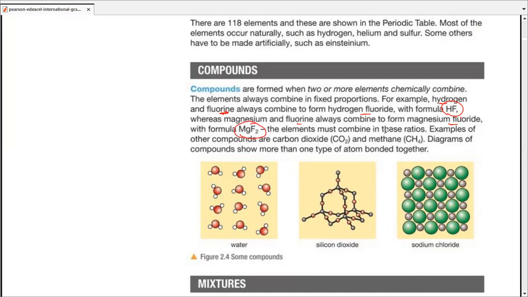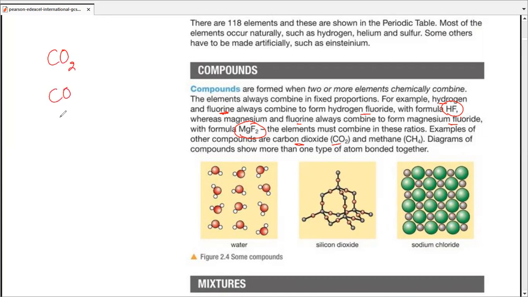Elements combine in specific ratios. These ratios are actually the identity of that specific element. For example, the formula for carbon dioxide is CO2. All right, so CO2 is carbon dioxide.